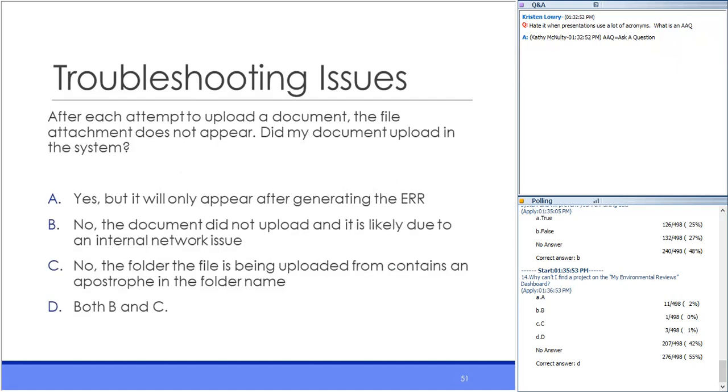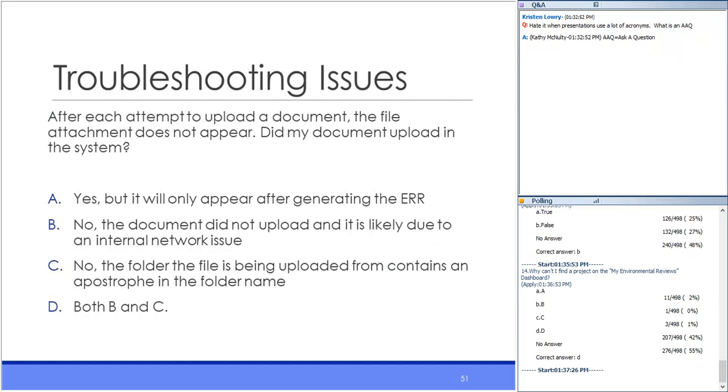Next troubleshooting question is, after each attempt to upload a document, the file attachment does not appear. Should the document upload in the system? A, yes, but it will only appear after generating the environmental review record. B, no, the document did not upload and is likely due to an internal network issue. C, no, the file is being uploaded from a folder that contains an apostrophe in the folder name. Or D, both B and C. Might be a tricky one.